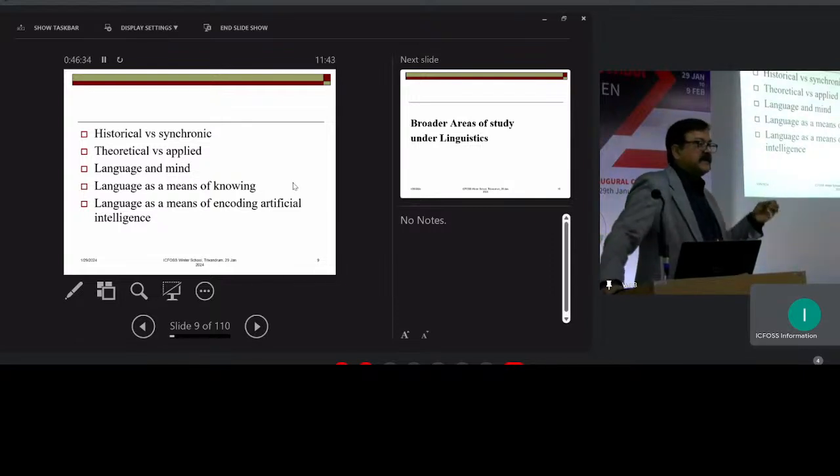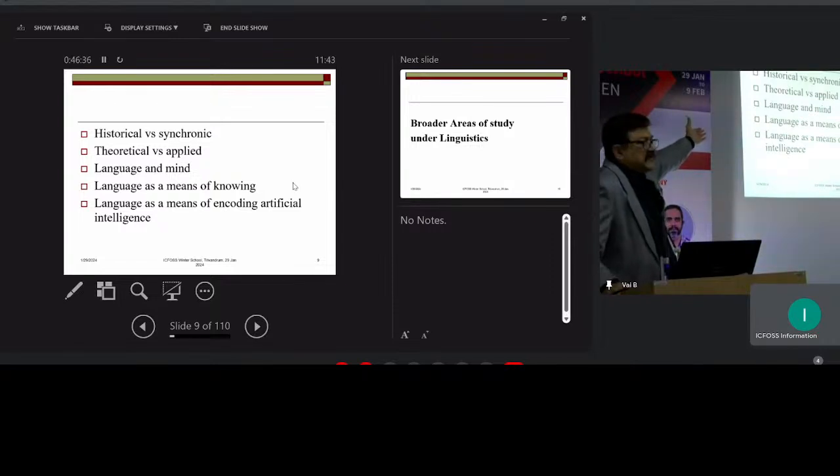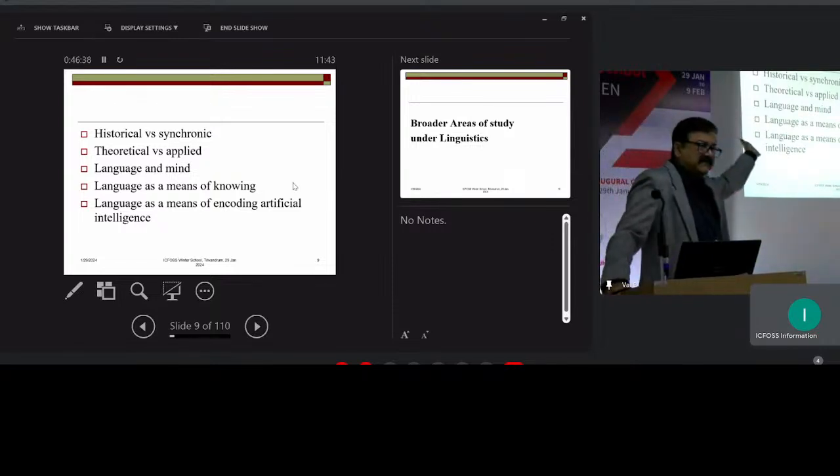Language and mind. Many people have discussed this. Chomsky has a book with the same title, Language and Mind, 1980. Very simple book, read that, very interesting book. You must read some of Chomsky's books.